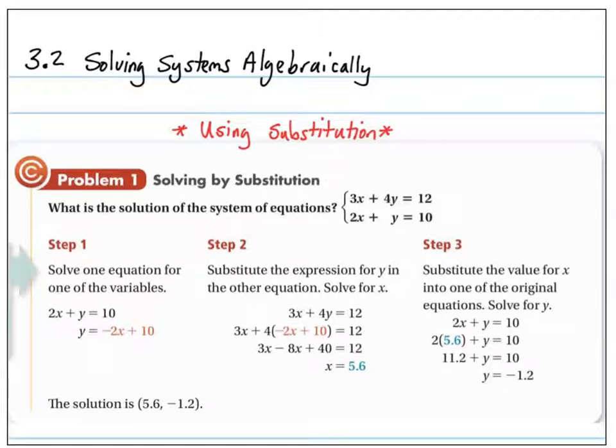3.2, solving systems algebraically. In this case, we want to talk about using substitution. So remember, substitution, the key is to solve one equation for a variable and then plug what that variable equals in for itself into the other equation, then solve. When you've got a solution for one variable's value, you plug it back in to find the other. Another thing, you should remember this from Algebra 1, but if not, hopefully this is a quick refresher.